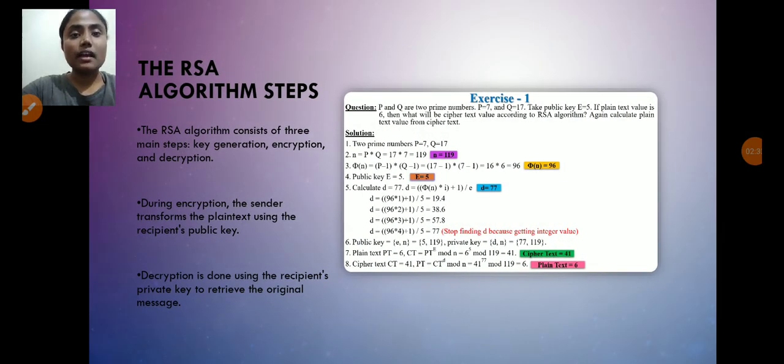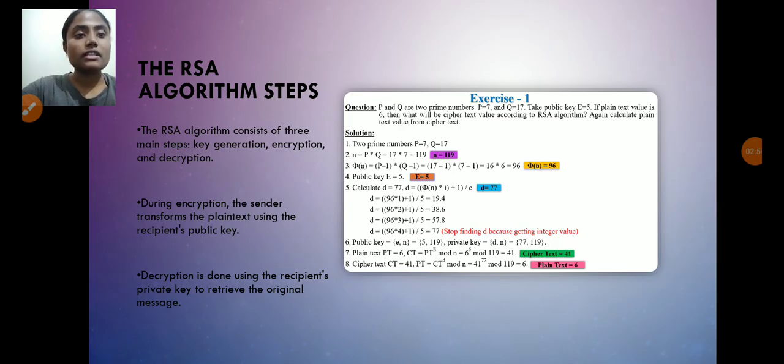The RSA algorithm steps. The RSA algorithm consists of three main steps: key generation, encryption, and decryption. During encryption, the sender transforms the plain text using the recipient's public key. Decryption is done using the recipient's private key to retrieve the original message.